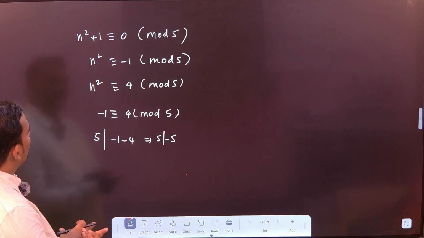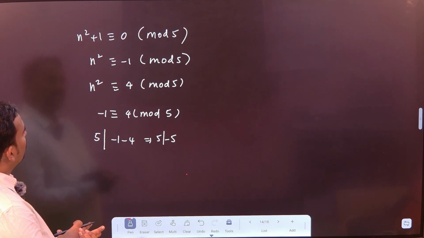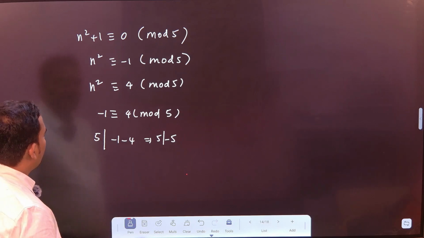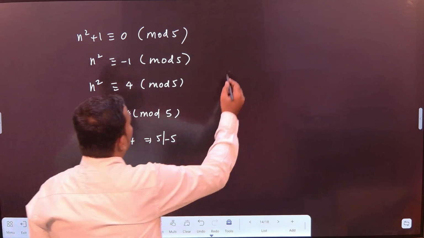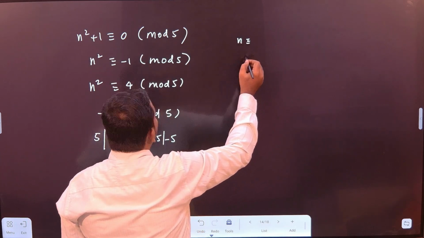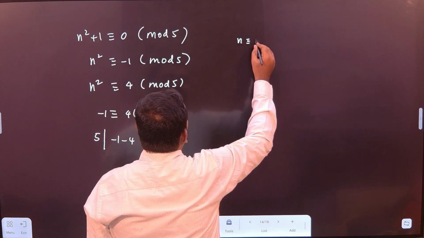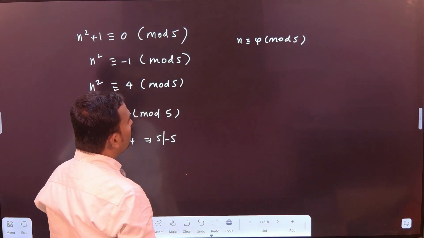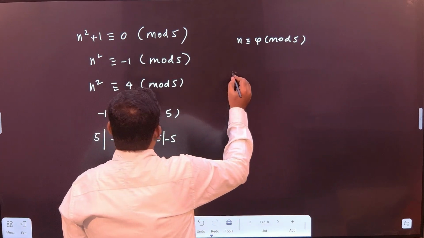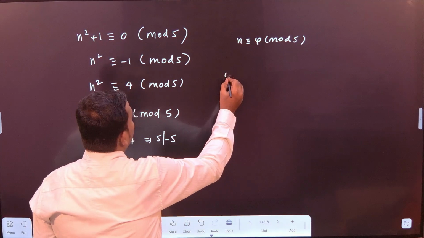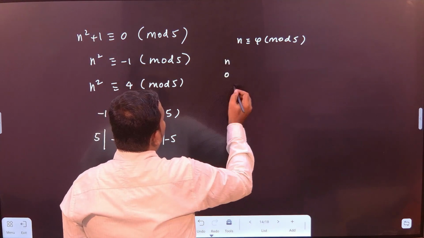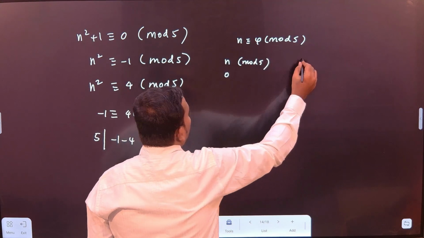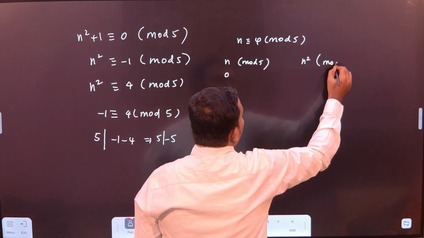So understand, therefore, minus 1 is congruent to 4 modulo 5, you can say, right? So when you take n congruent to 4 modulo 5, which are the numbers you can take here? 0, n is equal to, you can take, so n modulo 5 and n square modulo 5, you can see.